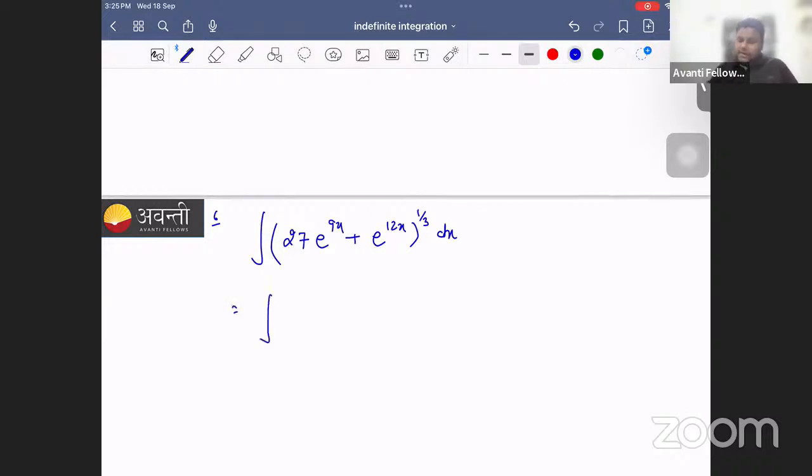See, you can take e to the power 9x common. Yes or no? Got it? So if I take e to the power 9x common, it will be e to the power 3x outside and 27 plus e to the power 3x whole to the power 1 by 3 dx will come. Am I clear?